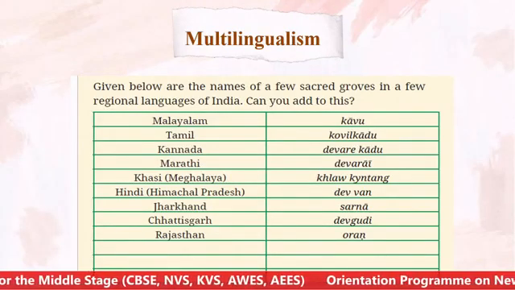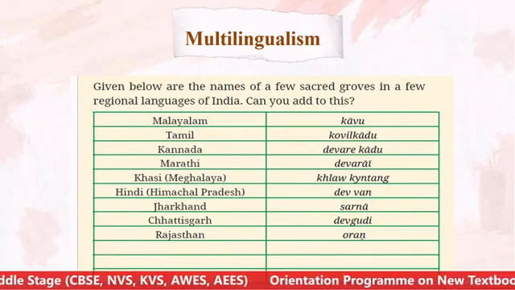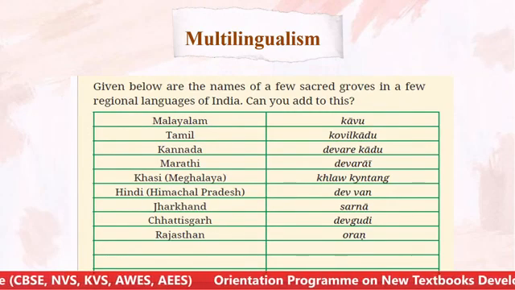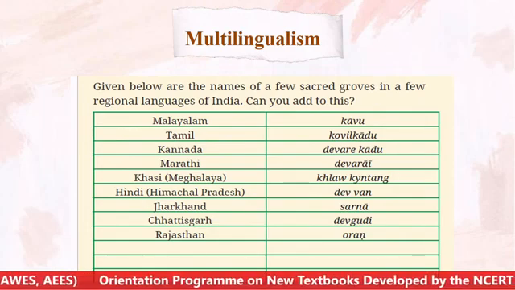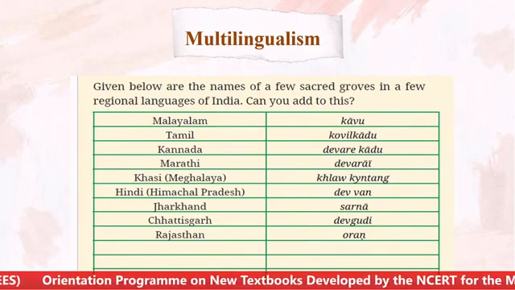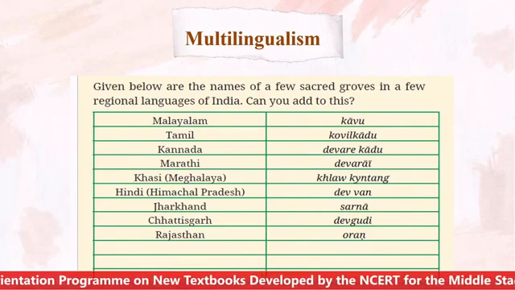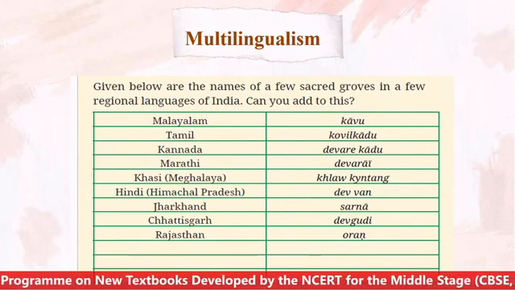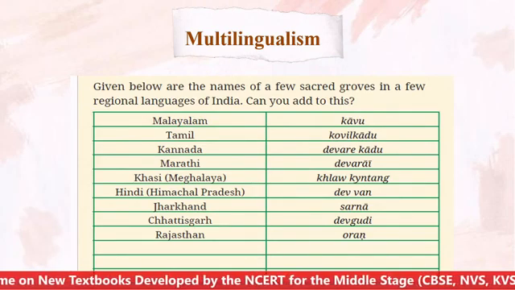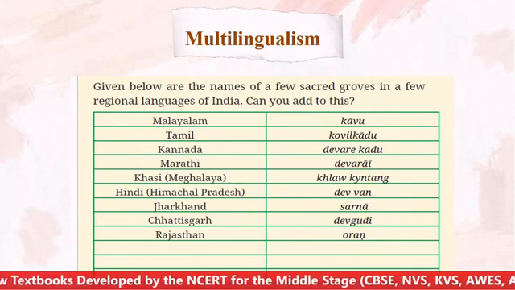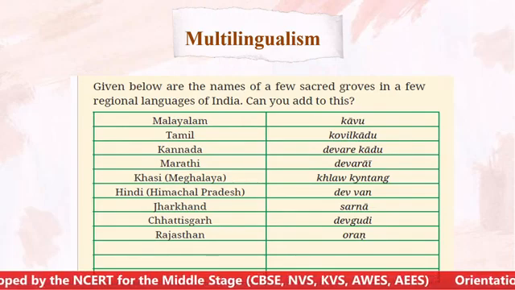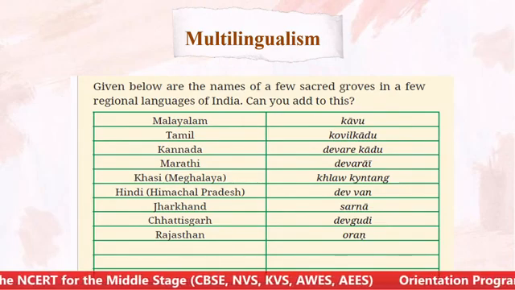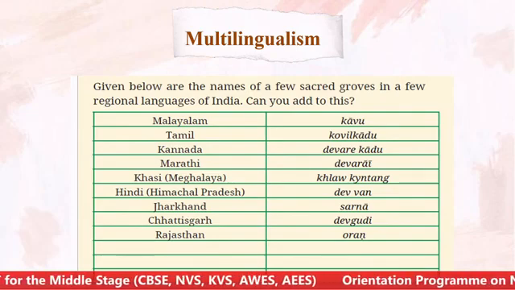Then we are also taking into consideration the multilingualism part. In the Sacred Geography chapter, we are discussing sacred groves. And here is an activity where how sacred groves are named in different languages is given. And then students are motivated to tell how sacred groves are known in their own language. So in a way, we are catering to the need of multilingualism also.